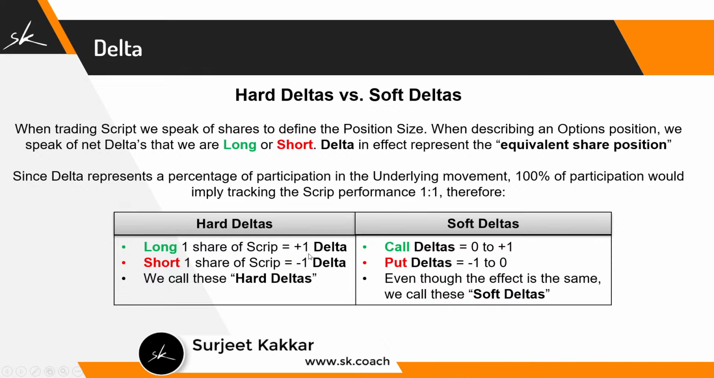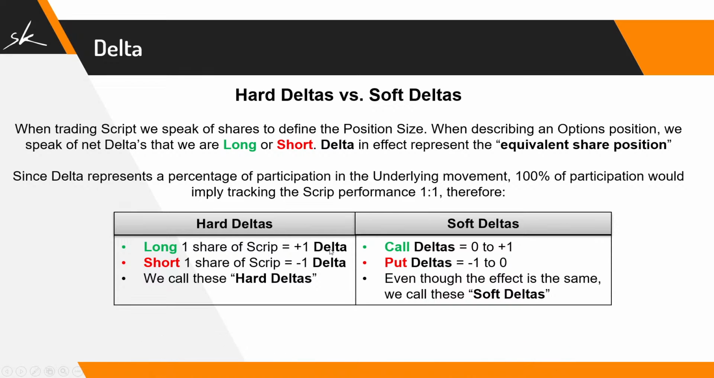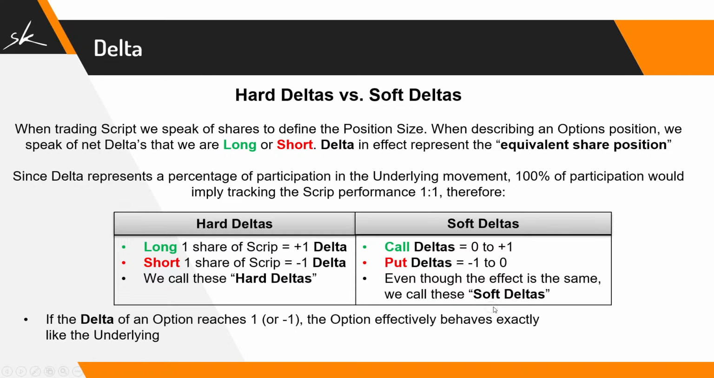So again, in stocks, the deltas are fixed, they are 1, which means 100% participation. In options, the deltas are not fixed, the deltas keep on changing. For calls, the minimum is 0, the maximum is +1. For puts, the minimum is 0, the maximum is -1. And yes, these are called soft deltas because they keep on changing.